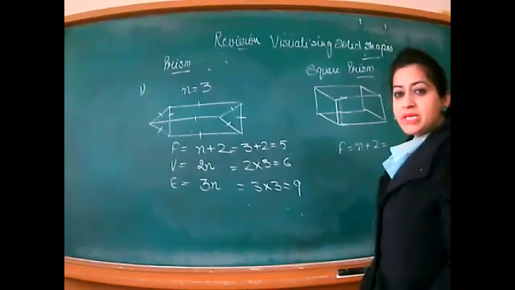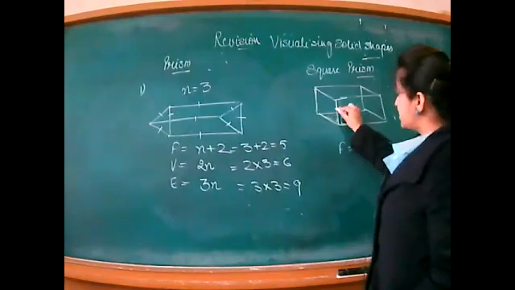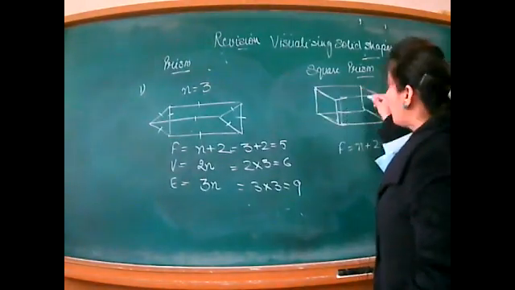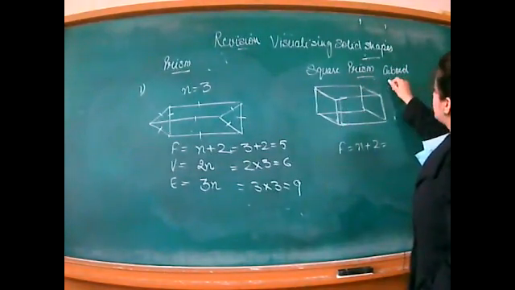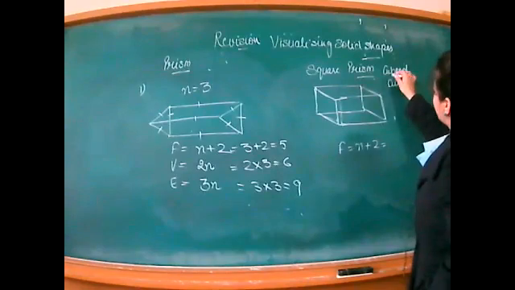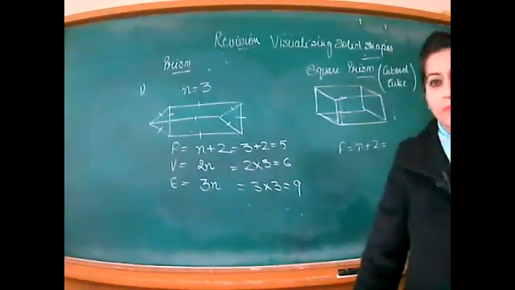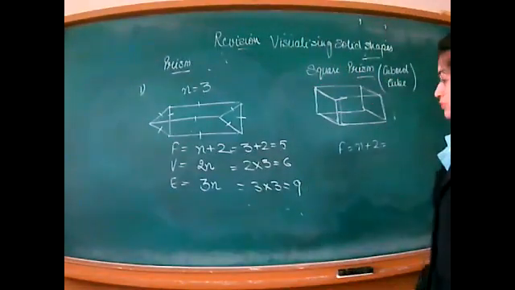Yes, Diya, Hari. What is the another name of square prism? The side face, top and the bottom. Cuboid. It can be cube or it can be cuboid. Okay, so both can be the answer.